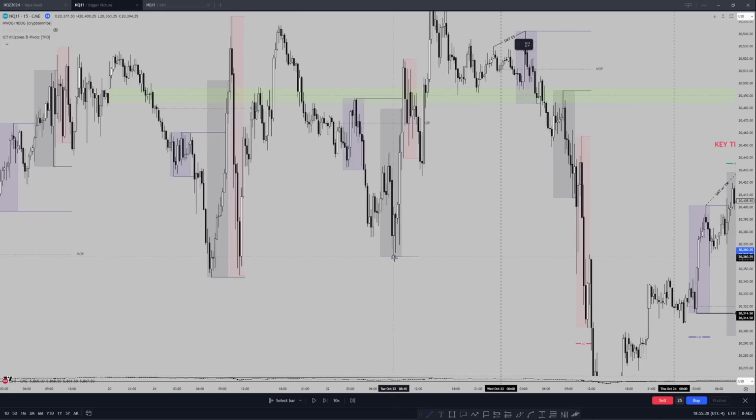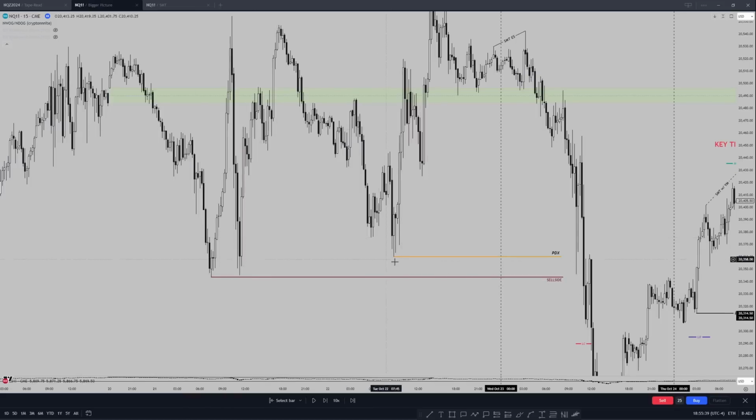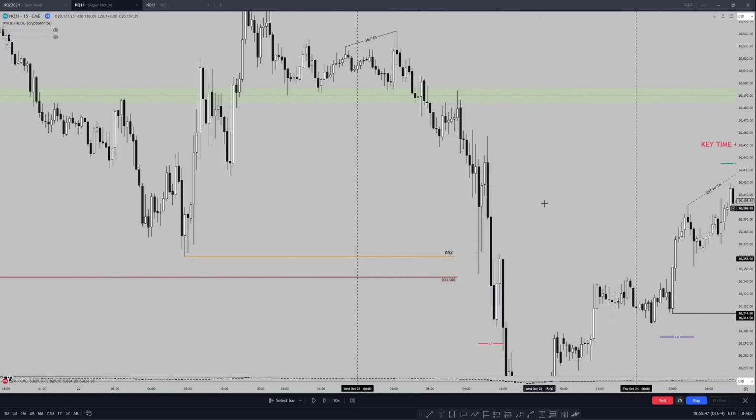What's a good draw on liquidity? We have previous day low. I think that's perfectly fine. All right, that's clear. We have these relative equal lows down here. That's pretty juicy, right? It's relative equal lows, previous day low. All those are time-based. Actually, I don't know if that's previous day low. What is this? Wednesday. Yeah, it is previous day low. Also, these relative equal lows.